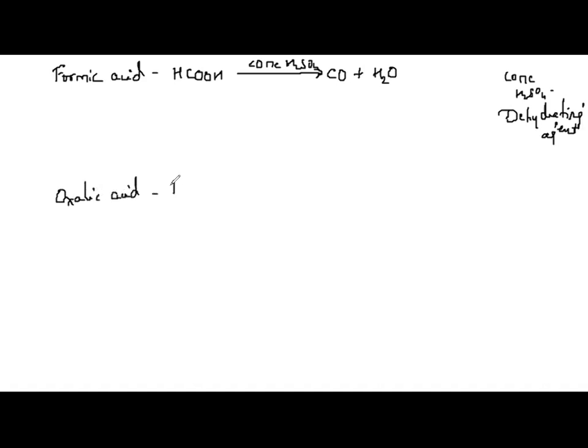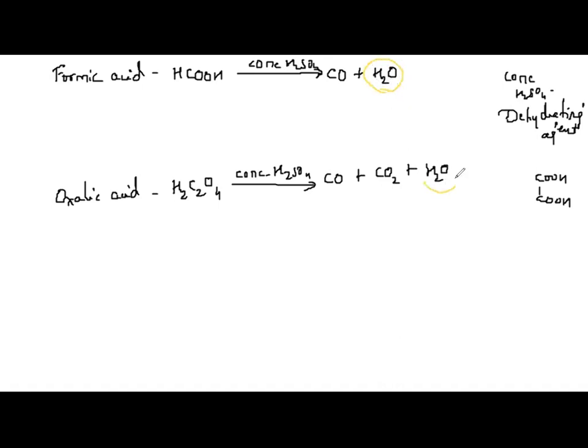What is oxalic acid? H2C2O4. This is how we write oxalic acid. COOH, COOH. So H2C2O4. This is also treated with concentrated sulfuric acid. When oxalic acid is treated with concentrated sulfuric acid, the products formed are CO, CO2 and H2O. What happens is, since concentrated H2SO4 is there, whatever water is formed gets absorbed by concentrated H2SO4. Okay, before that, let us try to understand this.